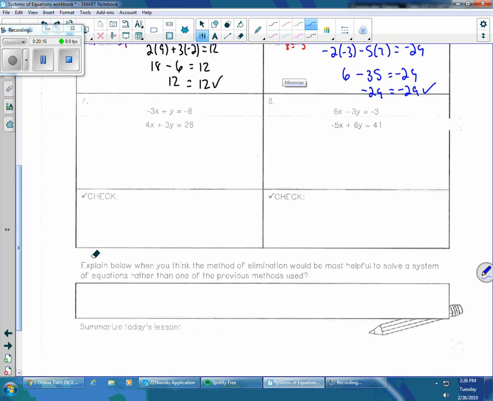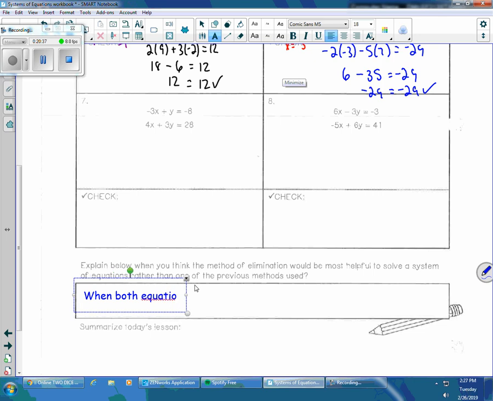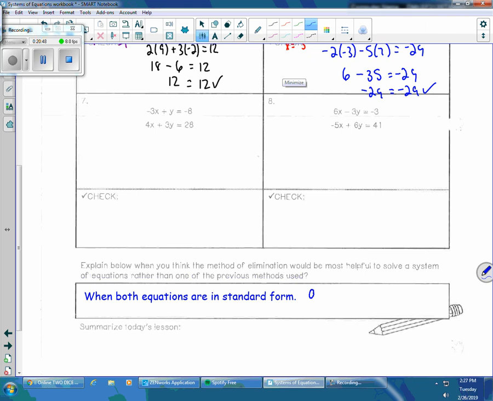What I am going to do before we take off, because this is kind of a way of wrapping up the explanation, it says, explain below when you think the method of elimination would be most helpful to solve a system of equations rather than one of the previous methods we learned. And I'm going to give you the answer here. When both equations are in standard form. We've talked about standard form. Standard form is that ax plus by equals c format, where at least a, b, or c are not 0.